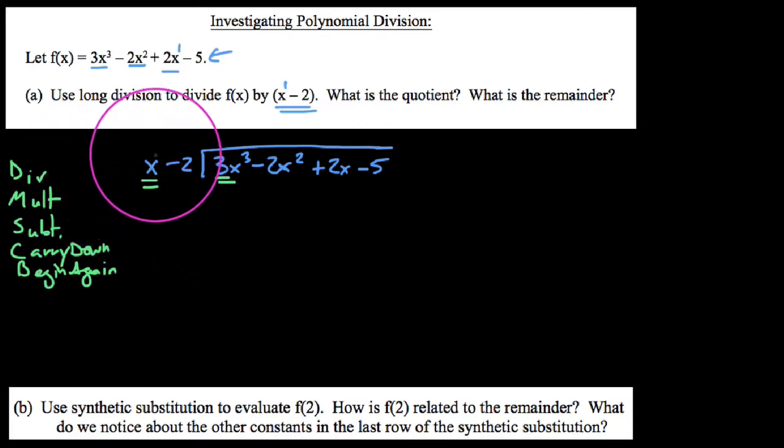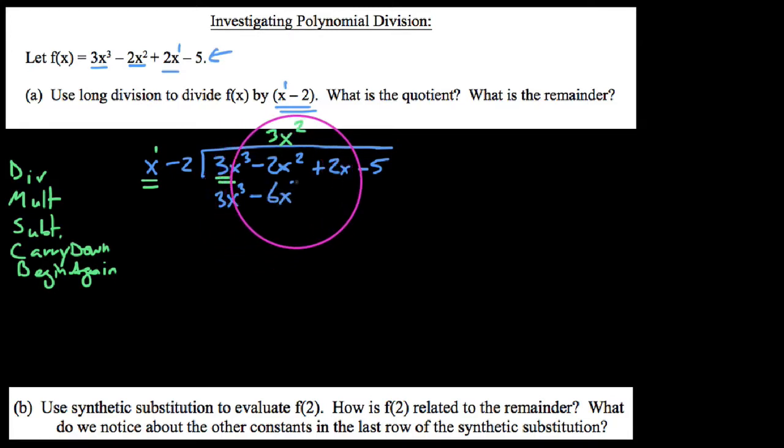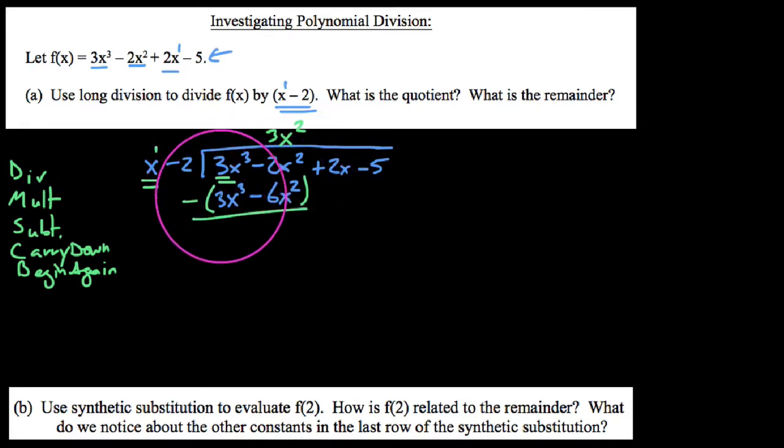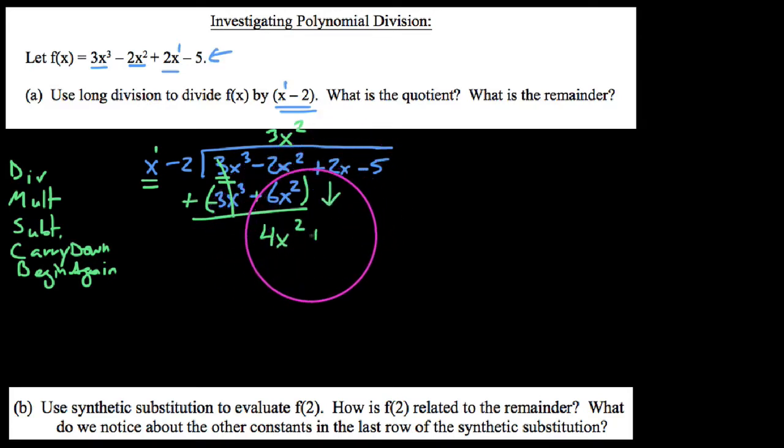What can we take times x to the first to get 3x to the third? We could take it times 3x squared. So 3x squared times x to the first is 3x to the third. 3x squared times a negative 2 is a negative 6x squared. And what we're doing is we're subtracting all of this. So subtract it all, parentheses around it. So we're going to add the opposite instead. And instead we get these to cancel. We get a positive 4x squared. And then we'll carry down our 2x.